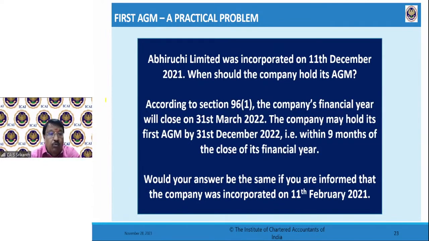Okay. Now, would your answer be the same if you are informed that the company was incorporated on 11th February 2021? Can I have your answer? What will be the year ending if it is 11th February 2021? I'm giving you time to read.